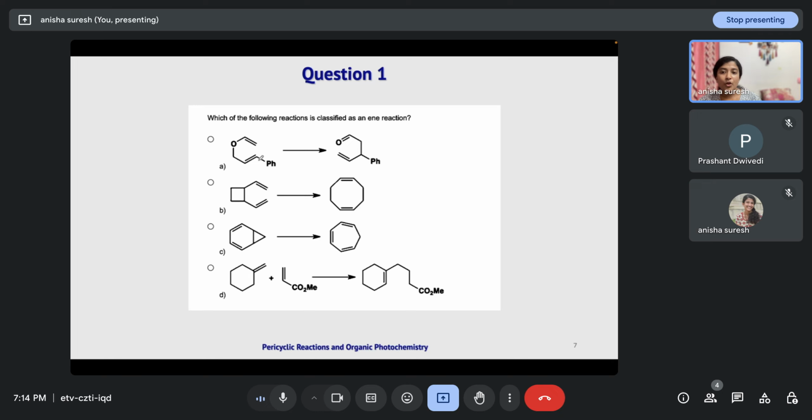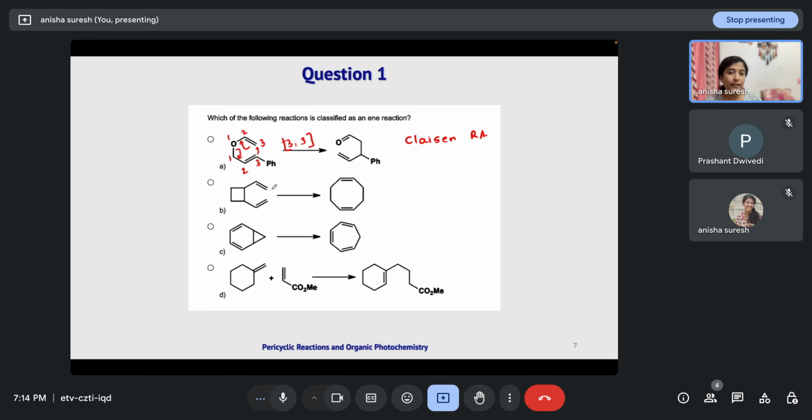So is option A an ene reaction? No, no. This is an example of Claisen rearrangement, a 3,3 sigmatropic rearrangement, which is also known as Claisen rearrangement. So here the electron shifting will be taking place in this fashion, resulting in the formation of this final product. So option A is an example of 3,3 sigmatropic rearrangement, also known as Claisen rearrangement.